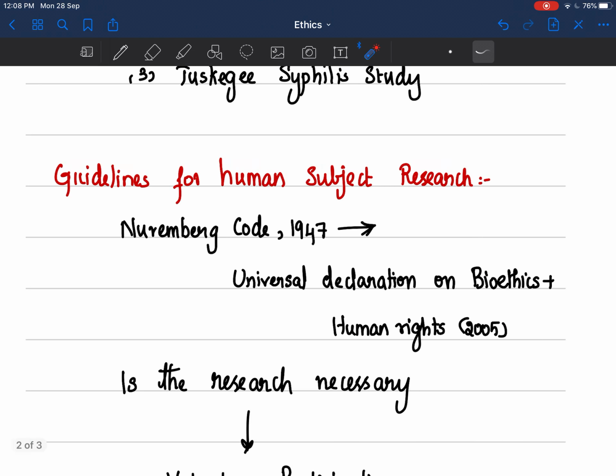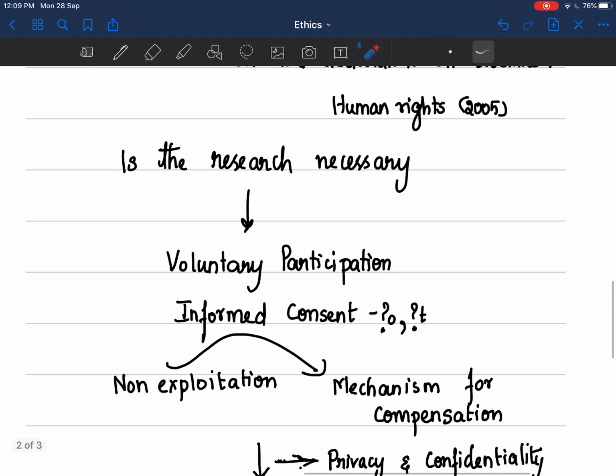And from then on there have been multiple guidelines, including our own ICMR, I think in 2006. So all of them have come with guidelines for human subject research. First you ask whether the research is necessary at all. Okay, principle of essentiality. Do you need to do this research? See, if the answer is already found, what are you trying to achieve?